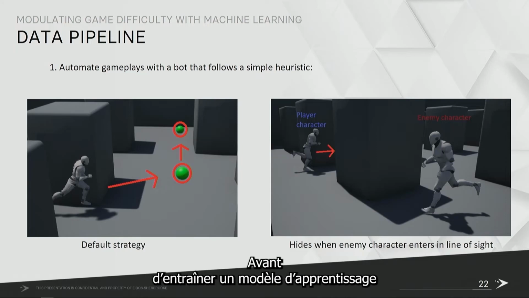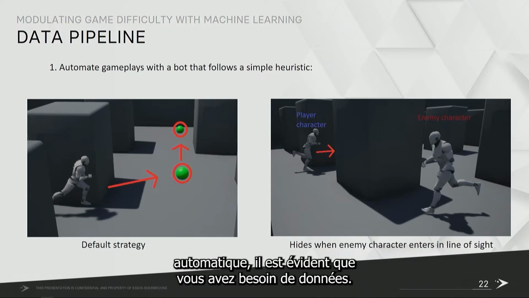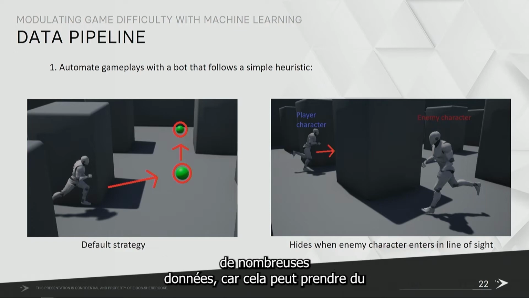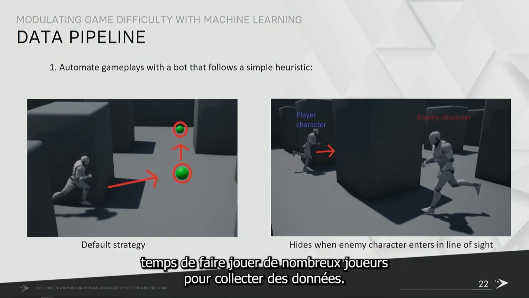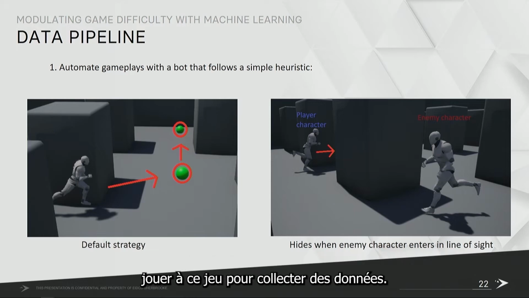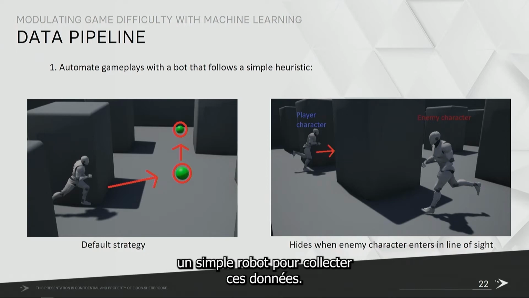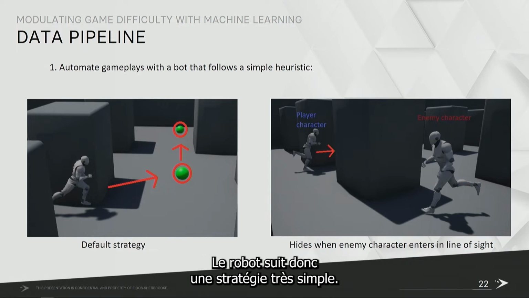So before training any machine learning model, obviously what you need is data. So we automated a gameplay with bots so that we would be able to collect a lot of data, because it can become time consuming to have many players play this game to collect data. Obviously, that would be the preferred solution, but for our prototype demo, it was good enough to simply automate a simple bot to collect this data.